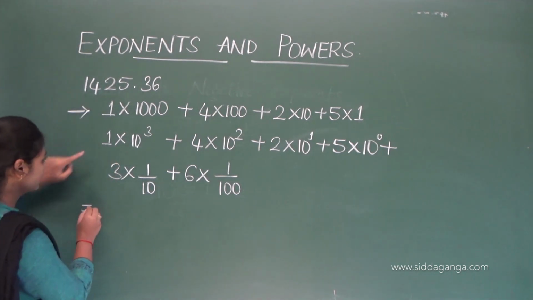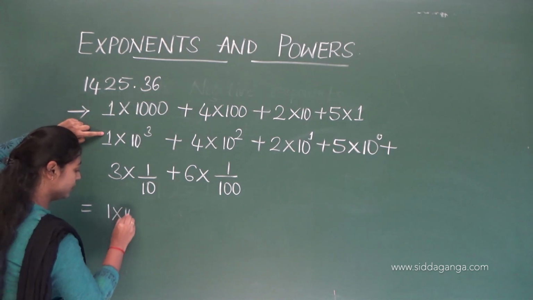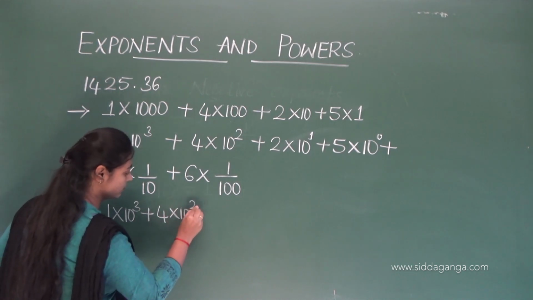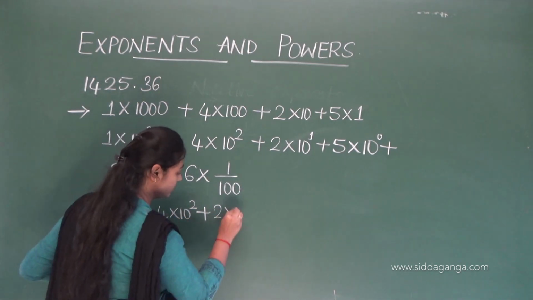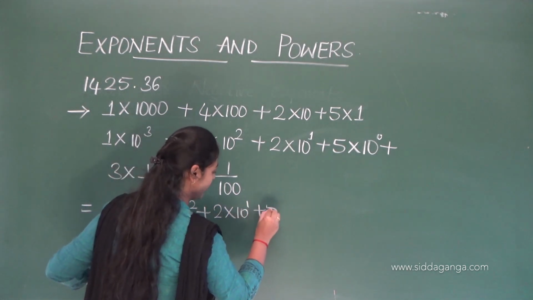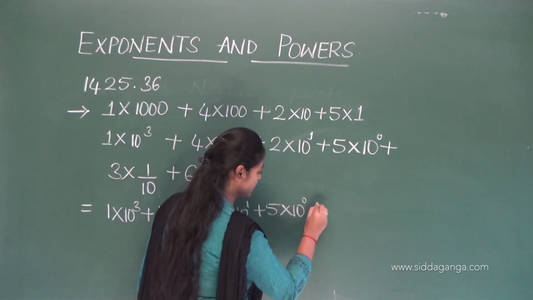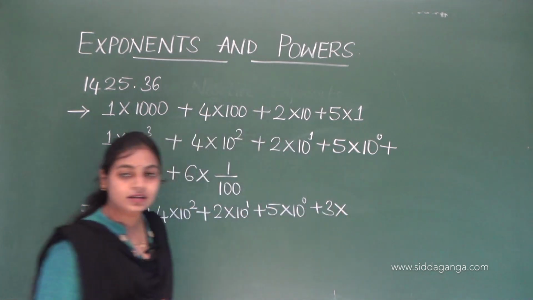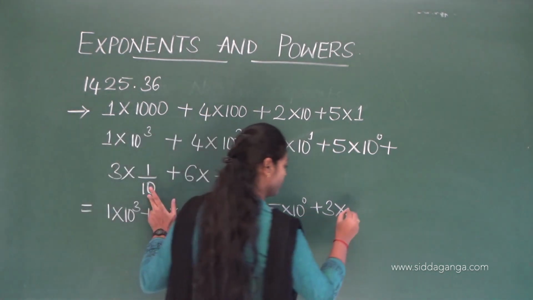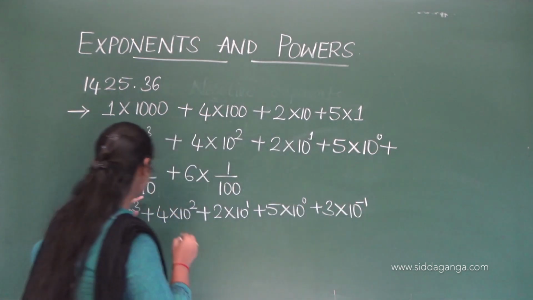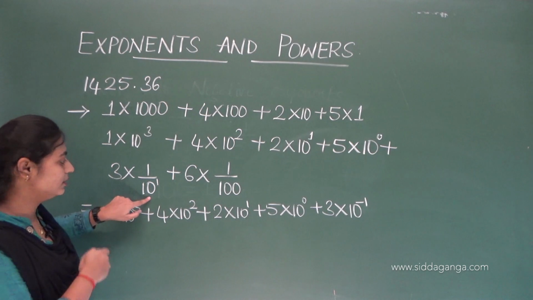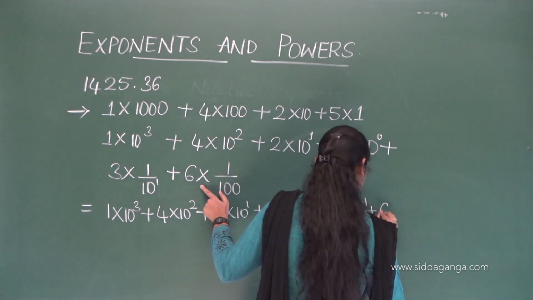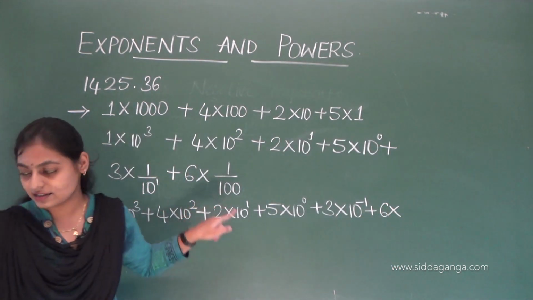Next, repeat this procedure. 1 into 10 cube plus 4 into 10 square, 2 into 10 raised to 1 plus 5 into 10 to the power of 0, plus 3 into 1 divided by 10, which we write as 3 into the negative exponent 10 raised to the power of minus 1. If we write it as a negative exponent, it is 10 raised to the power of minus 1, plus 6 into 100, which can be written as 10 square.